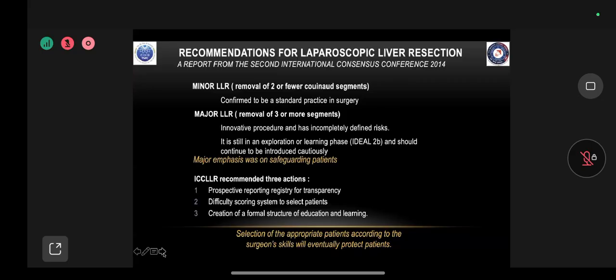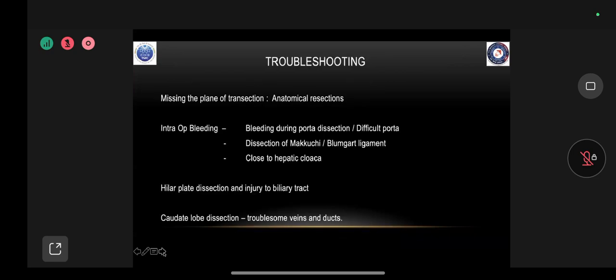There is a difficulty of a difficulty scoring system to select patients. But having said that, with the advent of energy devices and laparoscopic ultrasound, laparoscopic liver resection is actually quite safe, and we will soon see an expansion of these indications.